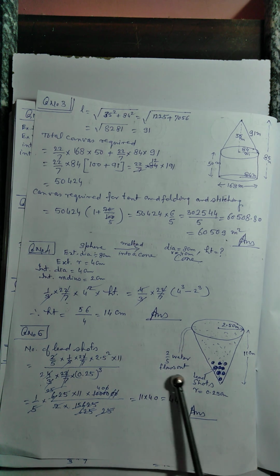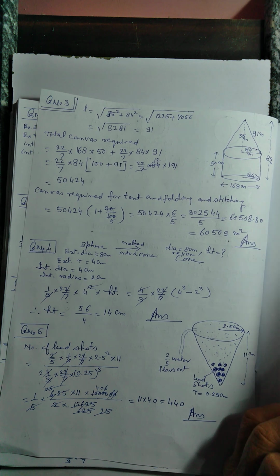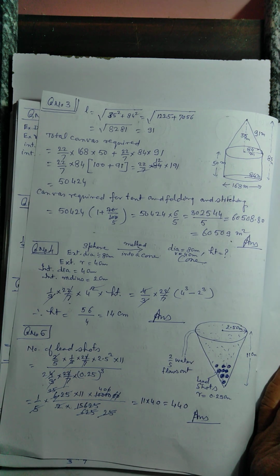Now come to the question number 5. A vessel is in the form of an inverted cone. Its height is 11 centimeter and the radius of its top, which is open, is 2.5 centimeter. It is filled with the water up to the rim. When the lead shot, each of which is a sphere of radius 0.25 centimeter, are dropped into the vessel, so 2 by 5 of the water flows out. Find the number of the lead shot dropped in the vessel.